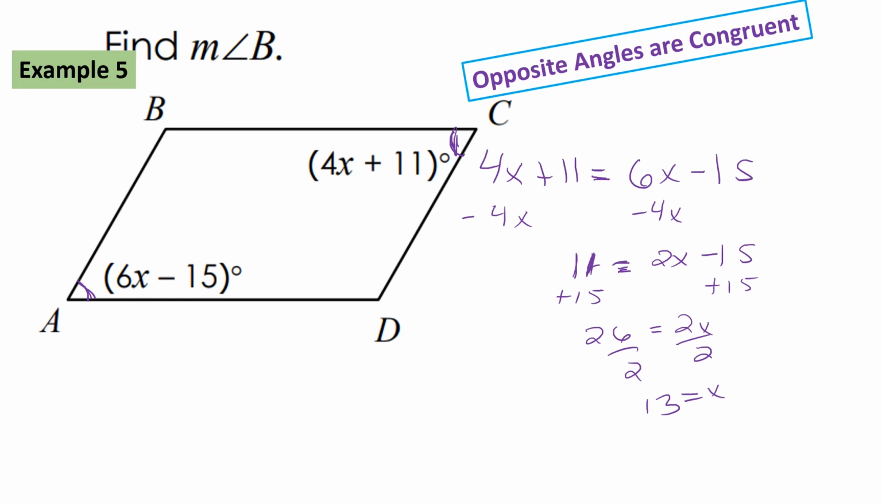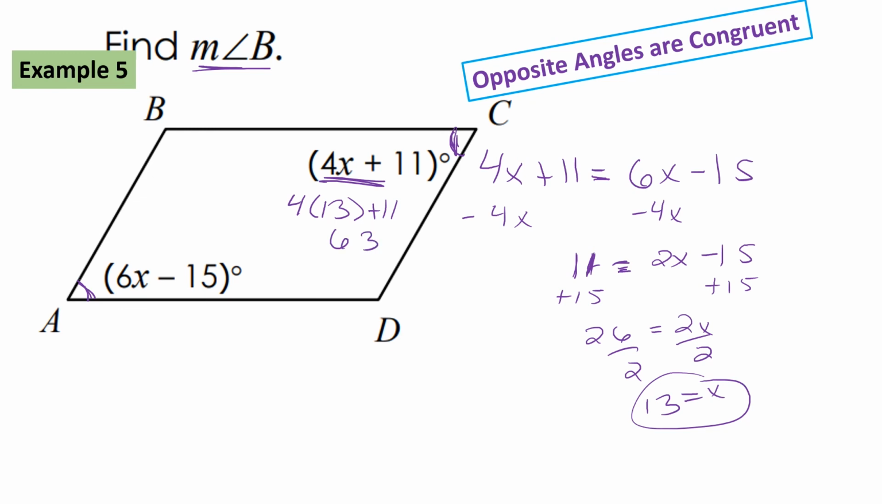Now I have not answered what the question is asking. I found that x is 13, but we want to find a measure of angle B. So in order to do that, I need to find one of these angles here and then find the supplement, because they're supplementary, because they're consecutive. So I'm going to actually plug it into the measure of angle C. So if I plug it in here, 4 times 13 plus 11, that gives me 63.